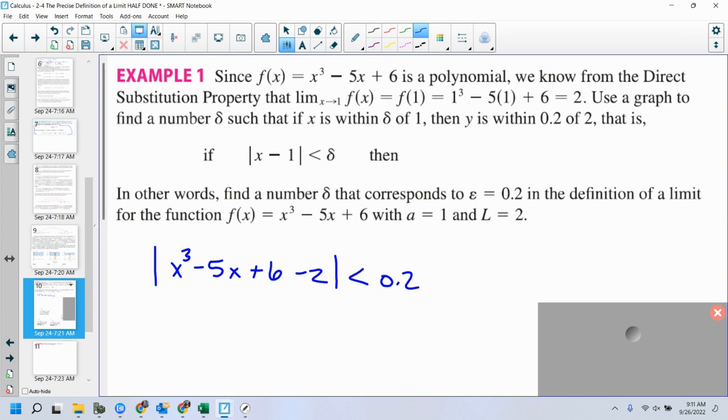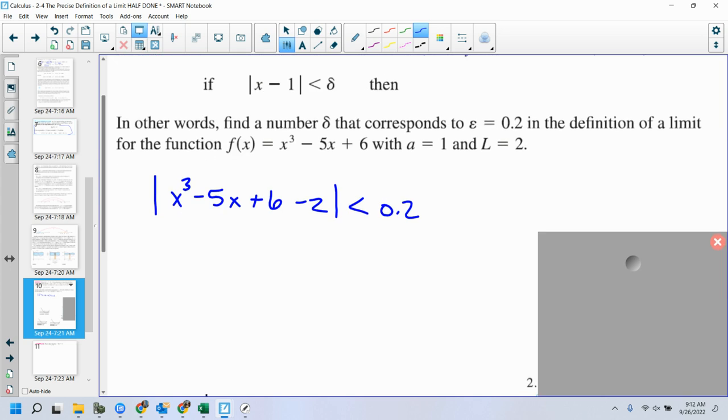You follow me there? That's what you will need to come up with on your own. But honestly, that's super easy, because you're just taking the value of the function, you subtract away the true value of the limit, and then you set it less than, make sure you put it in absolute value, your epsilon. And in this case, we're choosing our epsilon to be 0.2. In other words, find a delta that corresponds to epsilon being 0.2 in the definition for this.